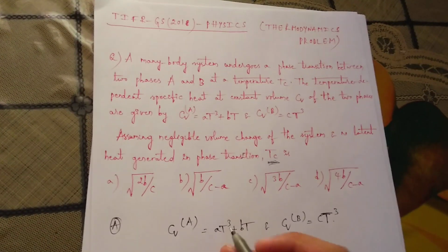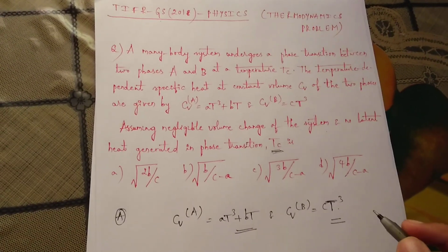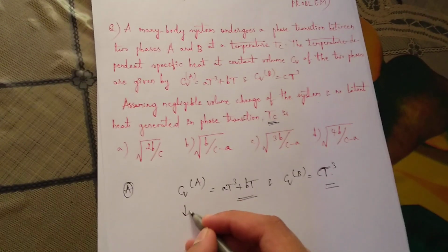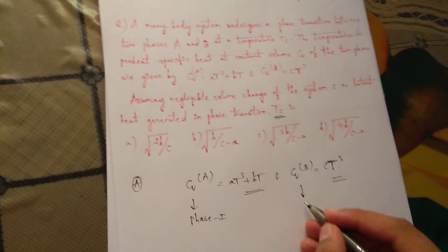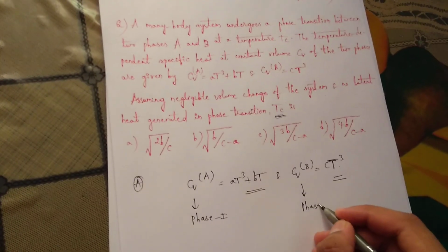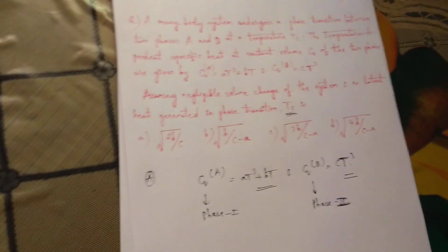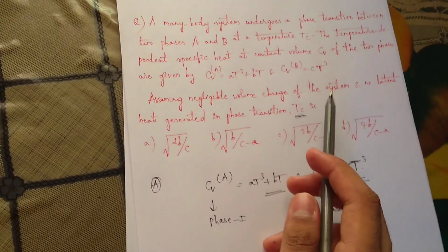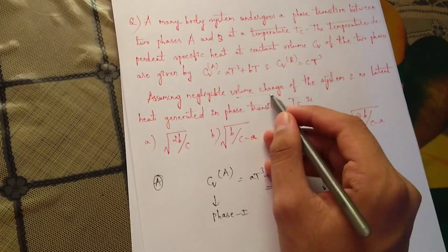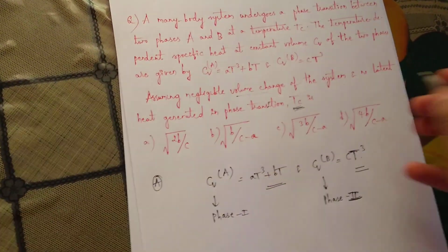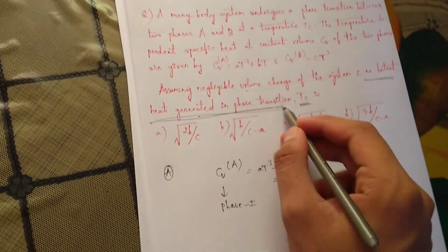So basically what they have given is the specific heat before the phase transition and the specific heat after the phase transition. This is the specific heat for phase 1 and this is the specific heat for phase 2, at constant volume. And what else have they given? Assuming a negligible volume change of the system and no latent heat generated in the phase transition. The volume change is not very important, but this particular sentence here, no latent heat generated in phase transition, what does it mean?